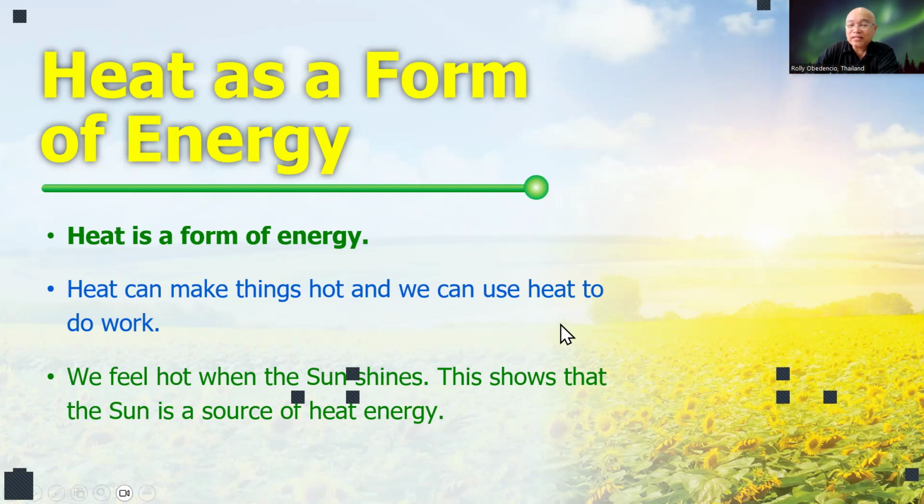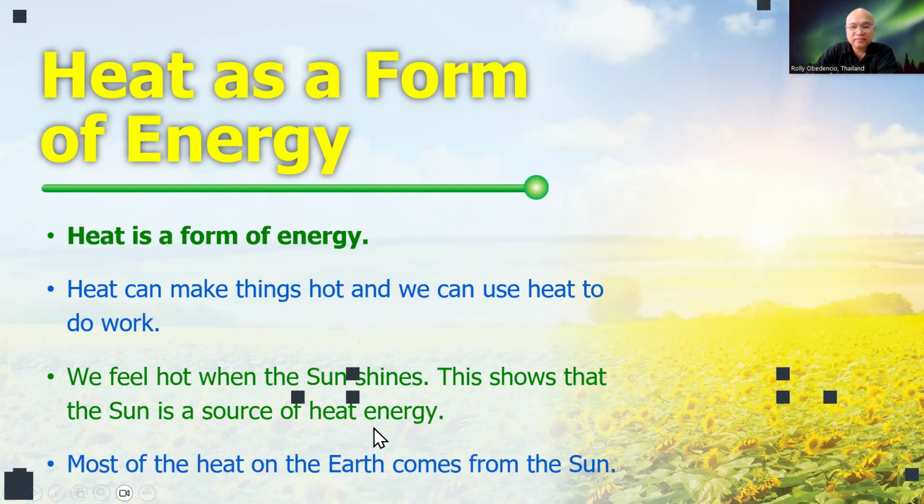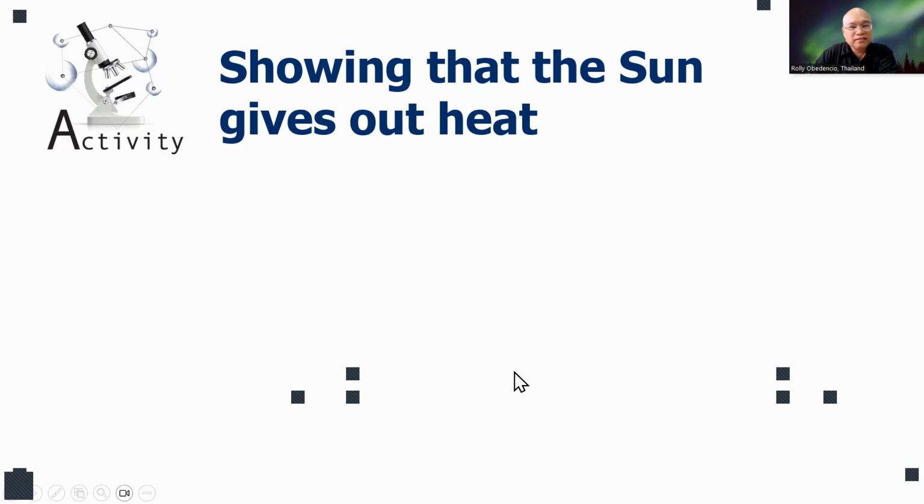We feel hot when the sun shines. This shows that the sun is a source of heat energy. Most of the heat on the earth comes from the sun. Example, we are having this activity showing that the sun gives out heat.